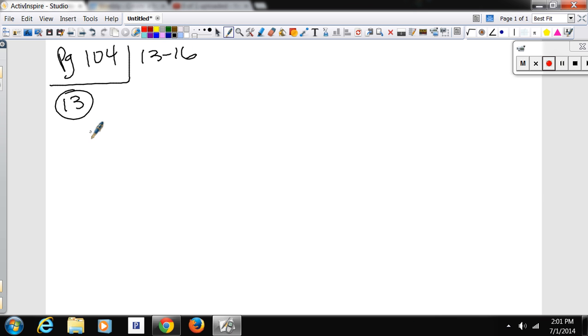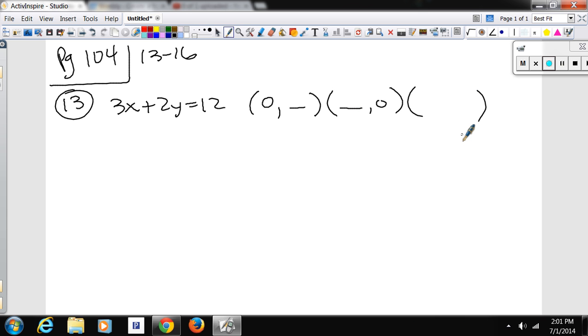First one says 3x plus 2y equals 12, and it gives you three ordered pairs to fill in: 0, comma, blank; blank, comma, 0. Those would be two intercepts. This would be an x-intercept because y is 0, and this would be a y-intercept because x is 0. It also wants you to have a 2, comma, blank.